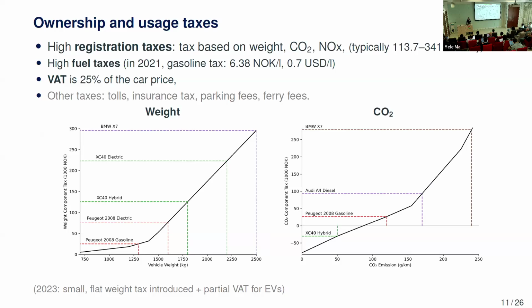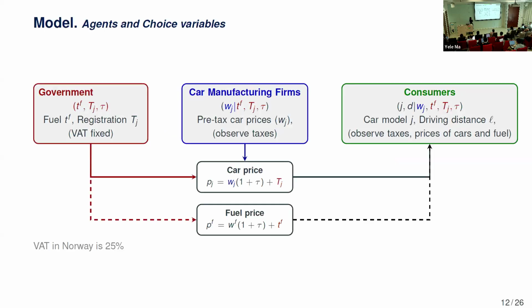I think I've actually covered most of this, but let me just say that this summarizes the kind of taxes that you have in Norway for cars. Electric cars don't pay registration taxes. They don't pay fuel taxes. They just pay the electricity tax, and they are exempted from the 25% VAT. So this is the big part that makes electric cars super competitive. And then there are other taxes where they pay fewer fees.